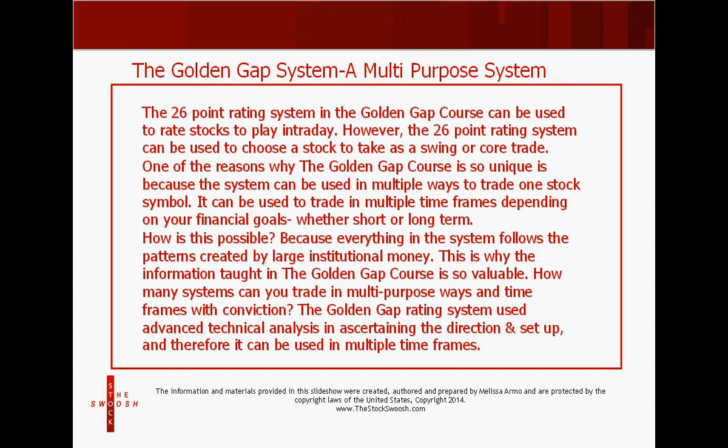It can be used to trade in multiple time frames depending on your financial goals, whether short-term or long-term. And how is this possible? Because the quality of the gap, if it's a high-quality gap, will follow through. Why? Because of the control. How is this possible? Because everything in the system follows the patterns created by your large institutional money. It could happen on the day or it could happen in the longer term.